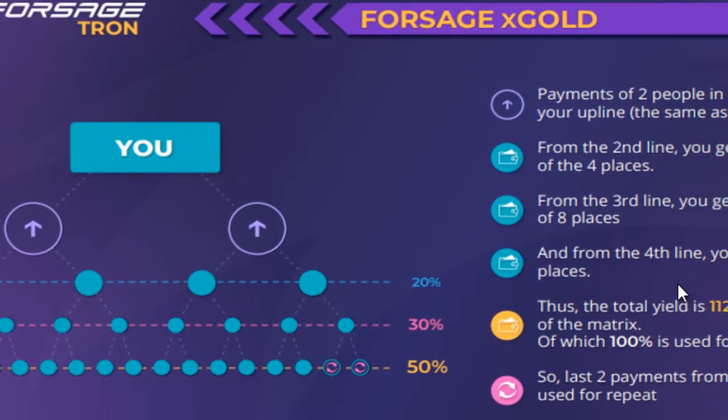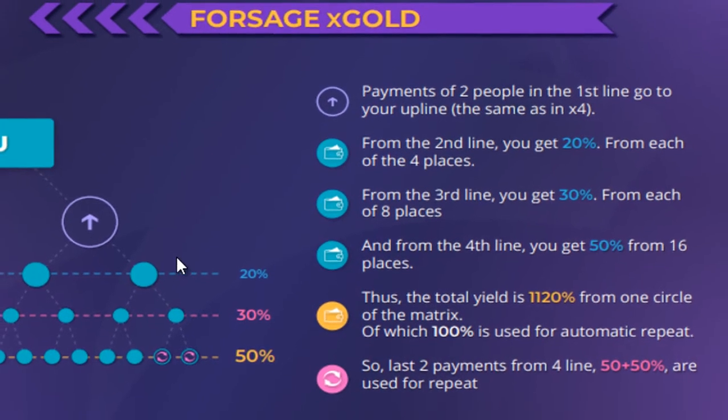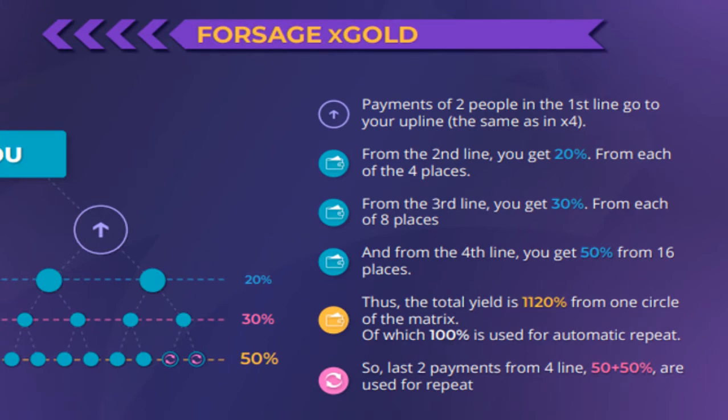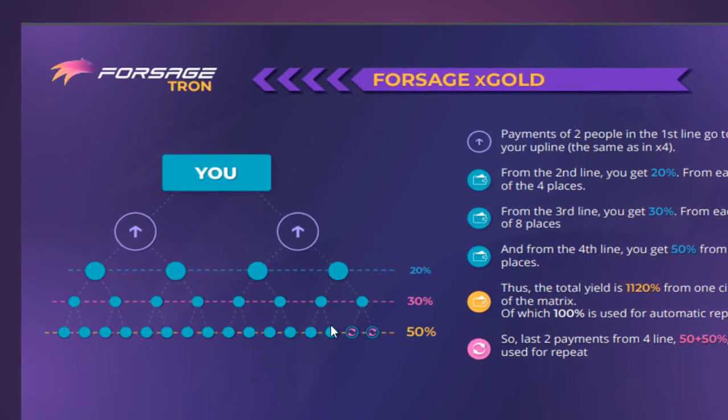In other words, you earn 20% here, you earn 30% here, and you earn 50% here, meaning that at the end of it all you are making a total of 1,120% return on your investment here. Of that 1,120%, 100% will be used for your re-entry. So you are taking home almost 1,020% on each cycle here.